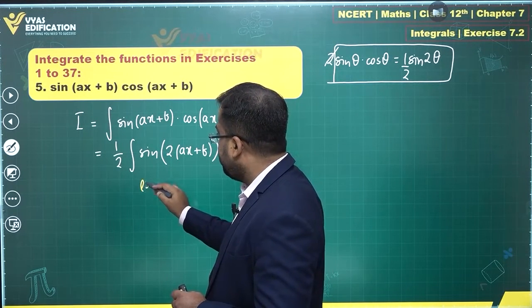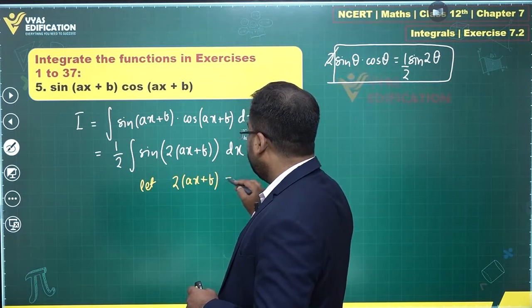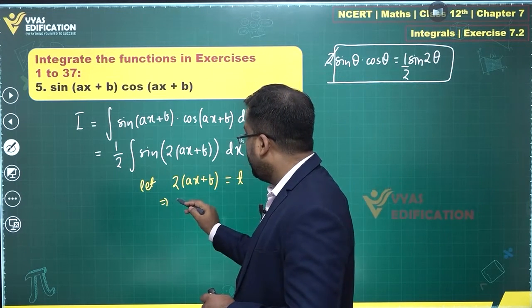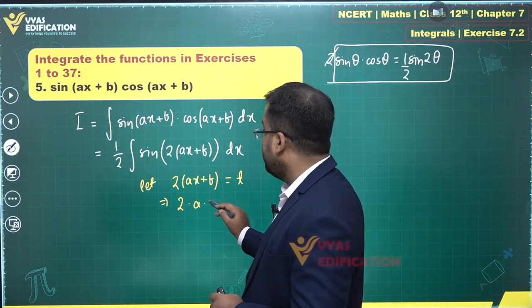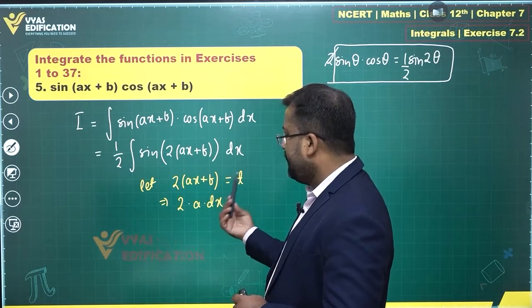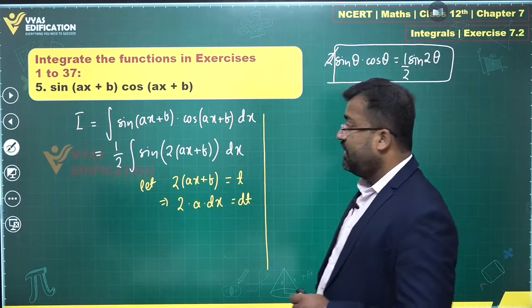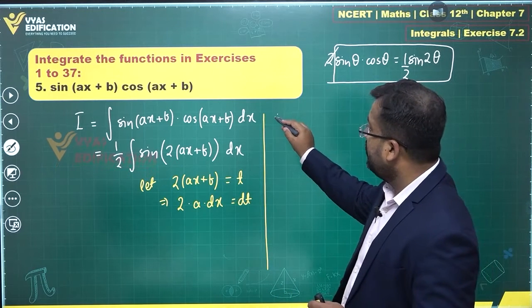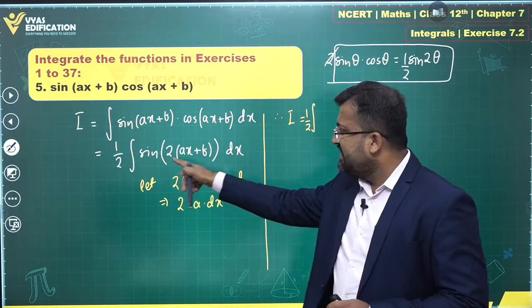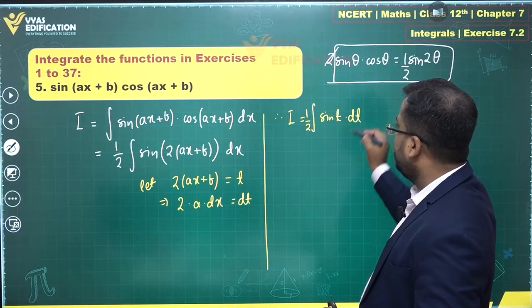Let 2 times ax plus b be equal to a new variable t. If you write it as this, then this tells me 2 times a times dx is what remains; for 2b the derivative is 0. So 2a dx is equal to dt. Therefore I will be equal to integral, there is a half outside, sine of this whole expression, which is sine of t, dt. Yes, this is what you'll get.